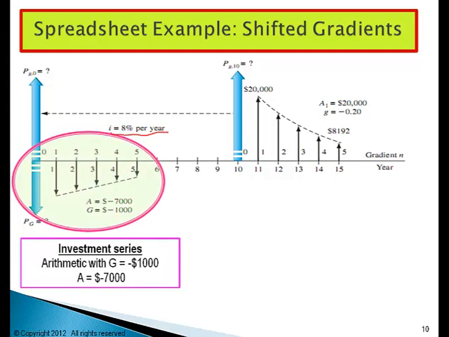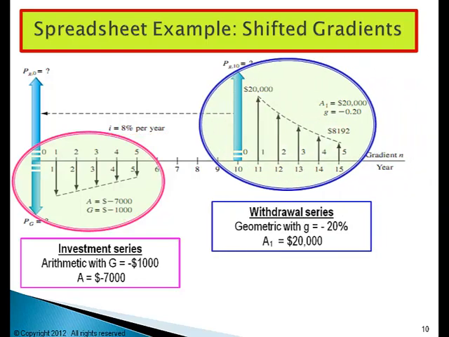First, we have a series that we'll call the investment series. It is a decreasing arithmetic series. It starts at minus $7,000. The investment decreases $1,000 each year, and it goes through year 5. The amount that has been invested earns interest at 8% per year through year 11 when a withdrawal series starts. The withdrawal starts at $20,000 in year 11 and is reduced by 20% each year and stops in year 15, which is gradient year 5 for this decreasing geometric gradient.